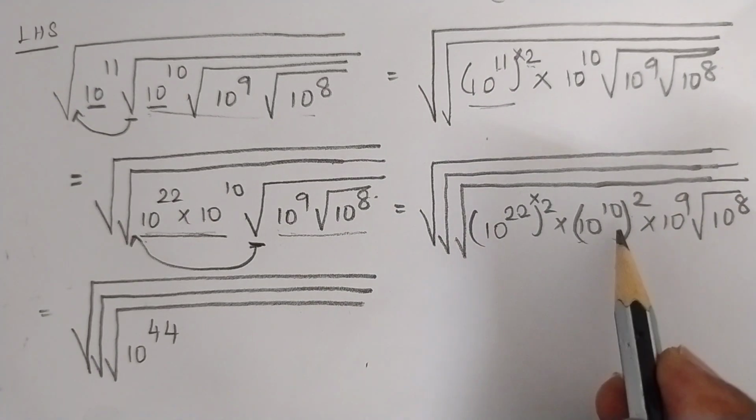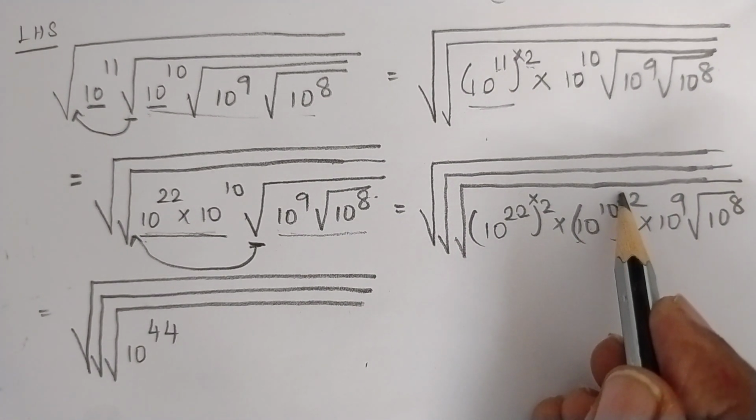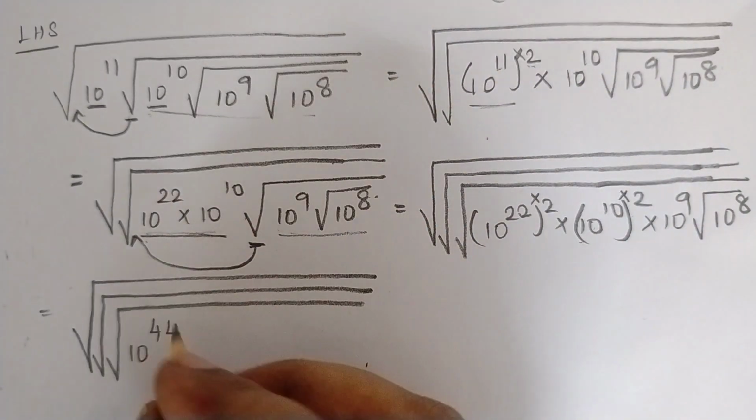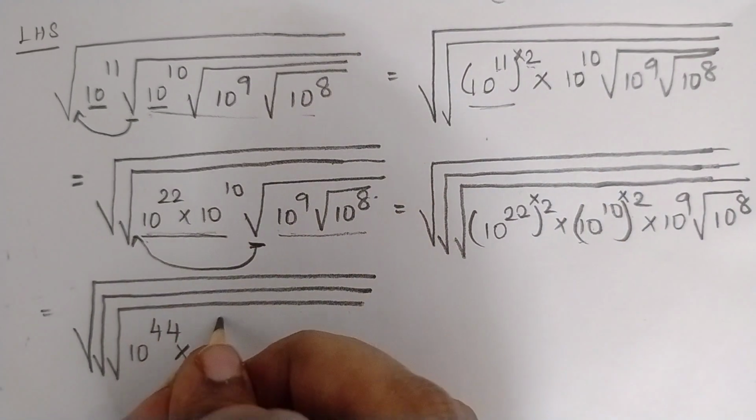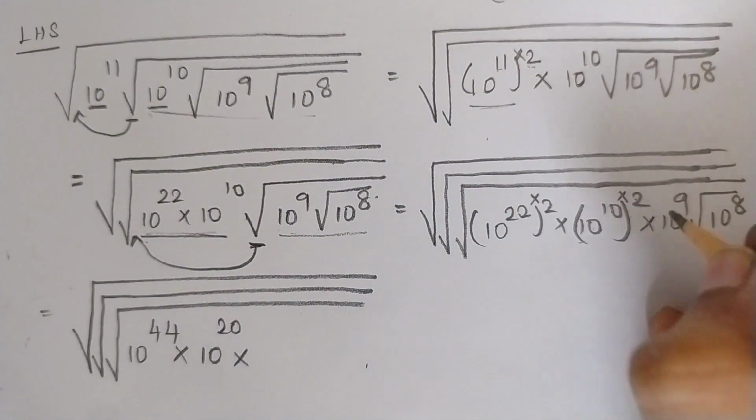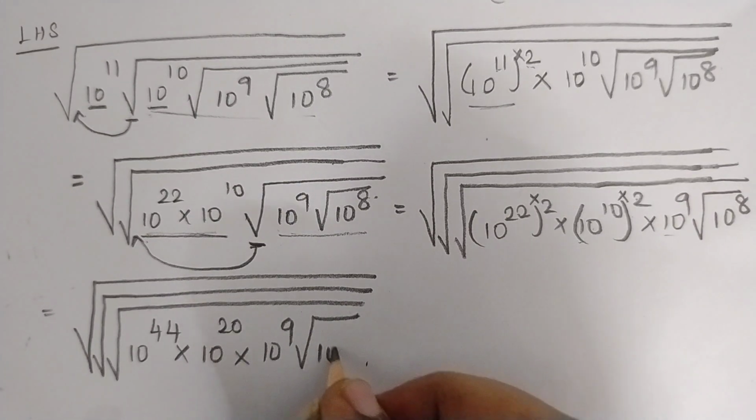Now we need to simplify this also. Therefore, 10 power 10. So these two powers get multiplied. So multiplied by 10 power 10 into 2, 20, into what we have here, 10 power 9 root 10 power 8.